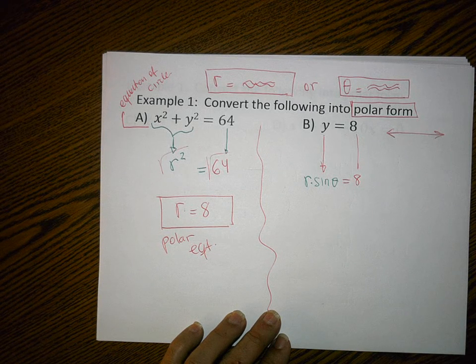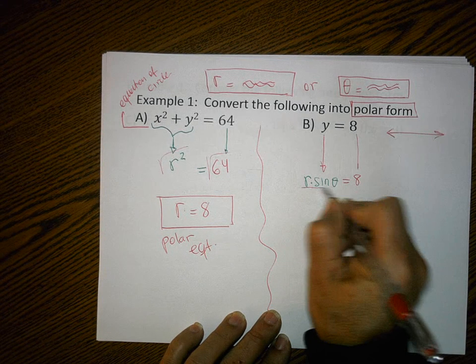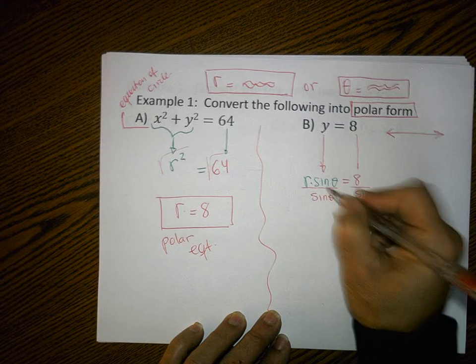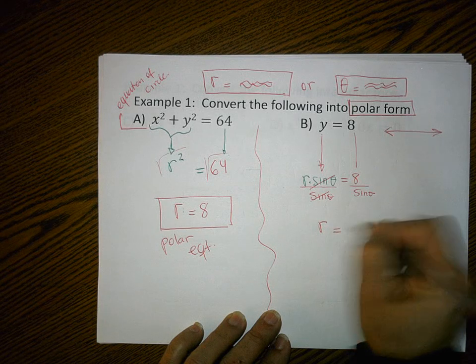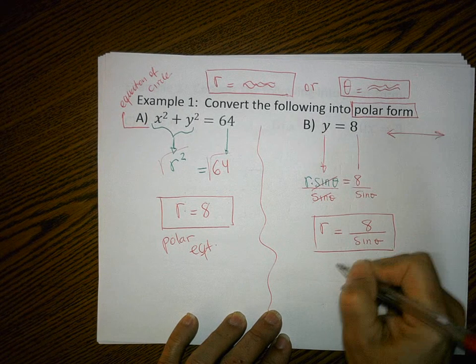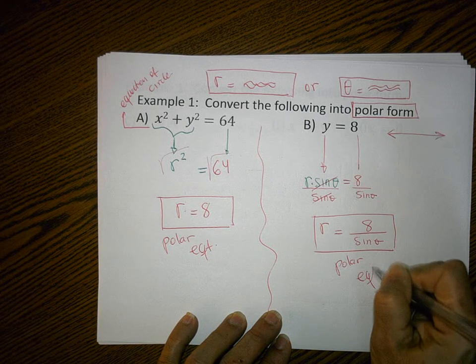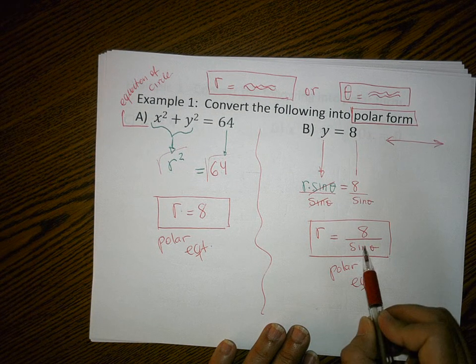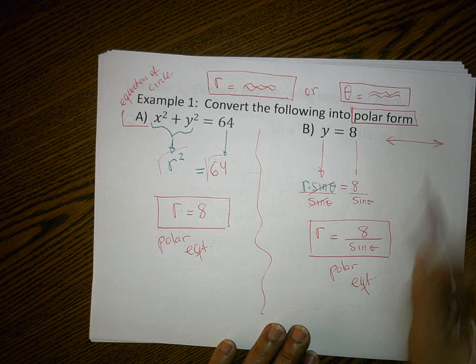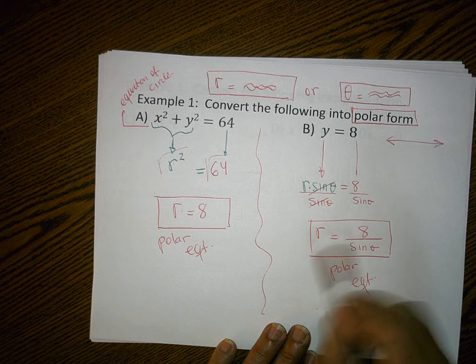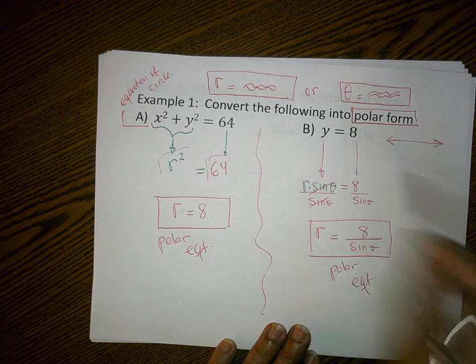Okay, my goal is to get r by itself. So why don't I divide both sides by the sine of theta? It will reduce on this side, and we get r equals 8 divided by the sine of theta. That is a polar equation. Okay, if I end up with r isolated, I created a polar equation. So if I was to graph r equals 8 divided by the sine of theta on Desmos, I would get exactly the same graph. The graph doesn't change. It is just that now it is represented as a polar equation instead of a rectangular equation.